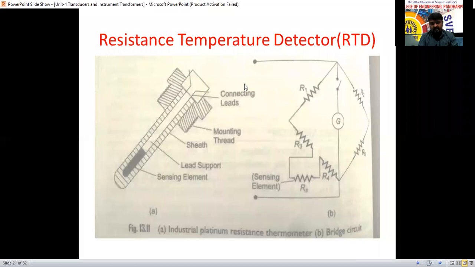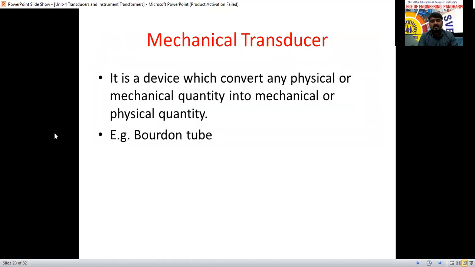Only 4 minutes of time is left. In that, we cannot explain this resistance temperature coefficient. See here, in this one again, the bridge circuit is there. Under balanced condition, what is the value, we will discuss in the next class. RTD, resistance temperature detector: previously we discussed RTC, that is resistance temperature coefficient. Here, resistance temperature detector we are going to discuss in the next class.